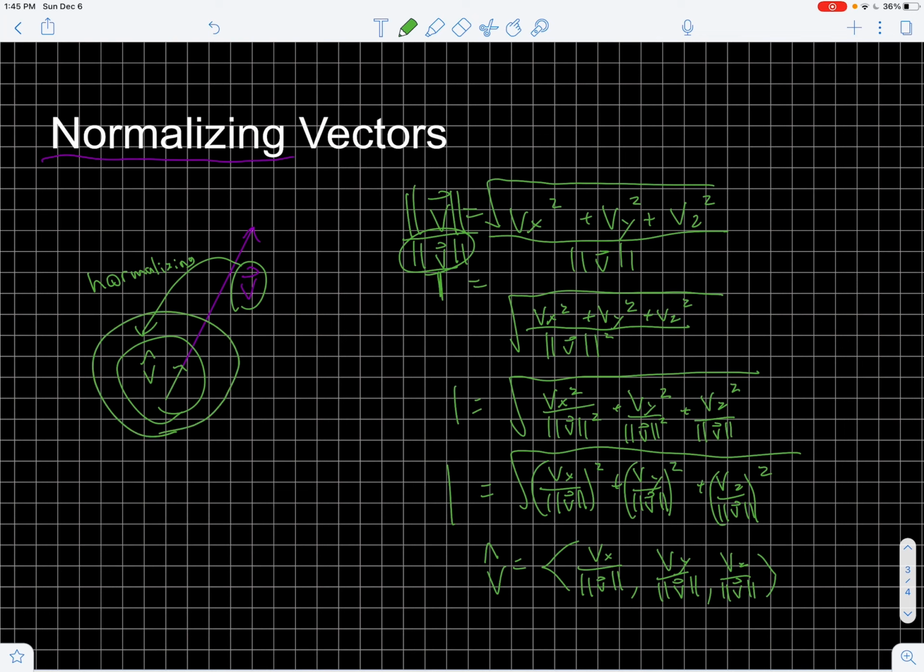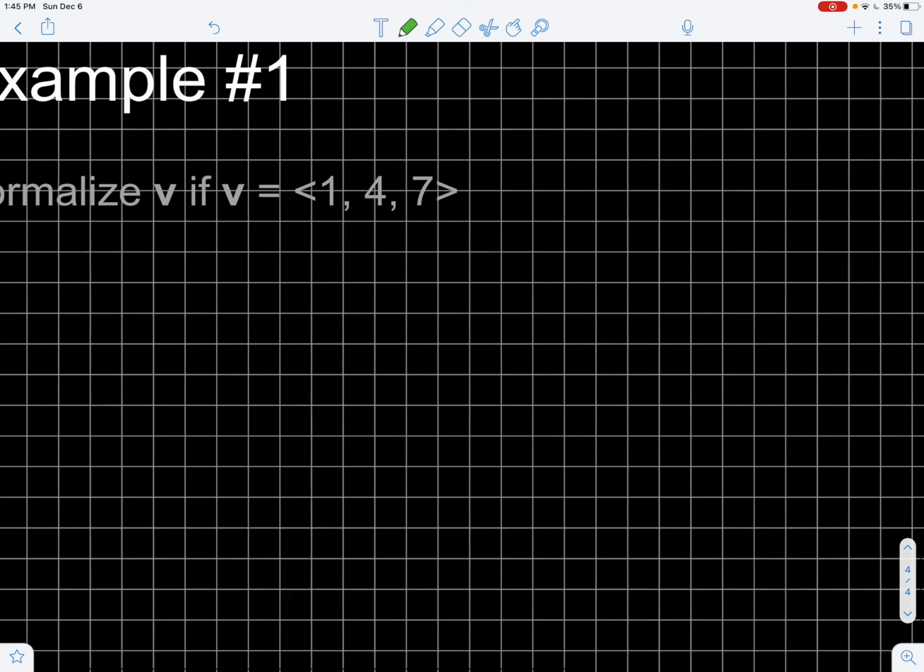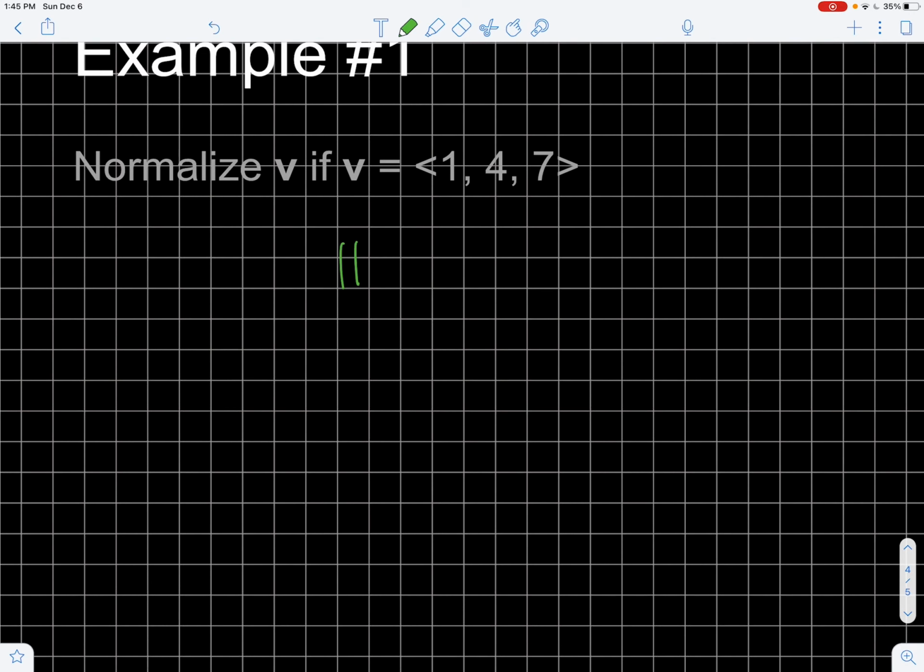Yeah, so to find this unit vector whose direction is the exact same as this vector, we have to normalize it, or divide each component by the norm of vector v. Right there. Boom. All right, example problem. Normalize v if v equals 1, 4, 7. Okay, well, first we got to find the norm of v.